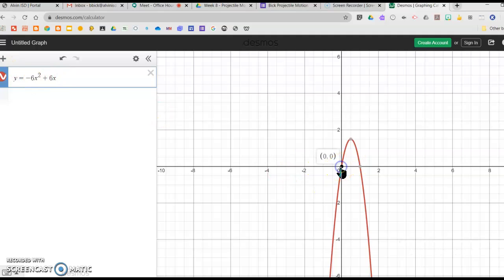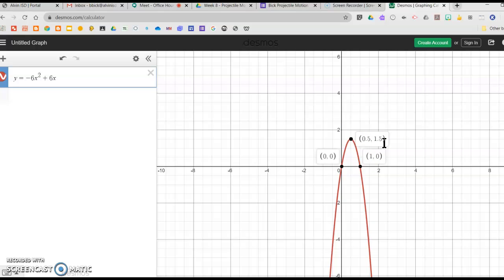If you click here on the X axis, it'll give you your zeros. So you won't necessarily have to solve for them if you use the graph on the calculator. So here is our initial value. Here is where he landed back on the ground. If I click up here, it gives me my vertex value.